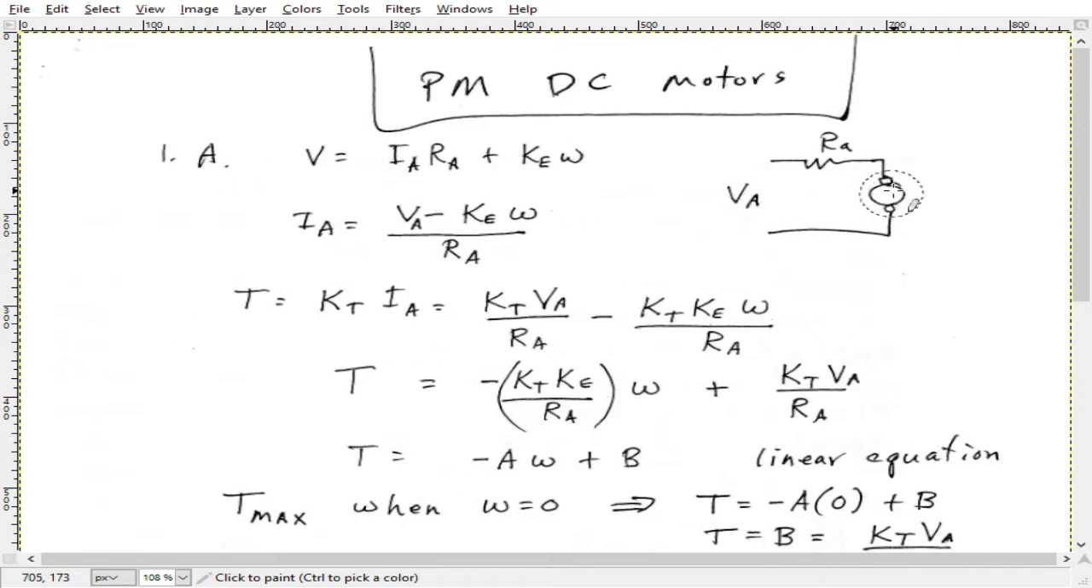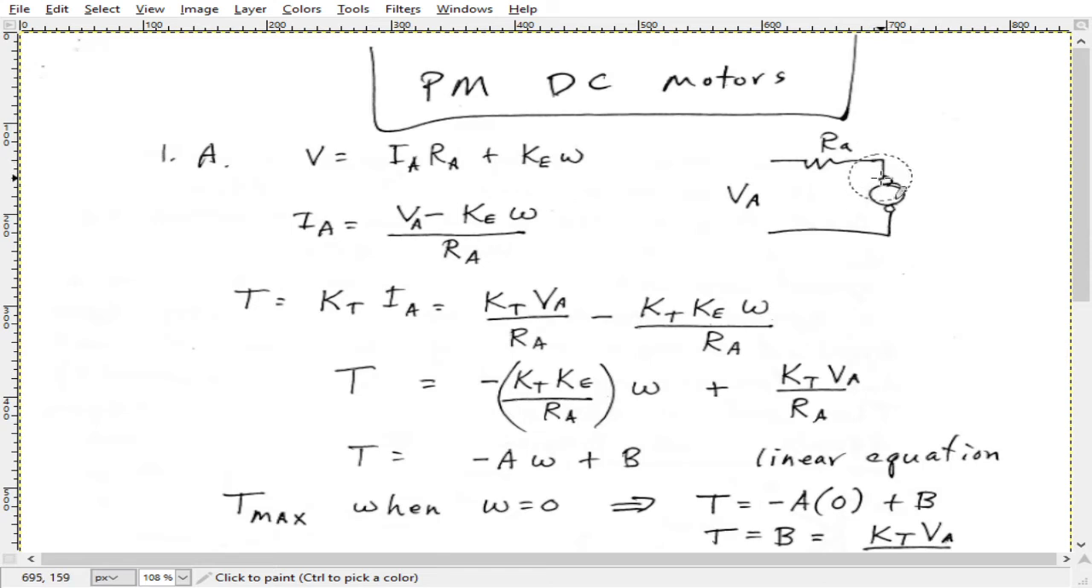Whenever the motor starts to rotate, this generates a voltage, and this voltage tends to oppose the voltage that you're applying. So this would be a plus polarity here for VA, the applied voltage, and then this would be a plus for this. So you can see it's actually opposing that.